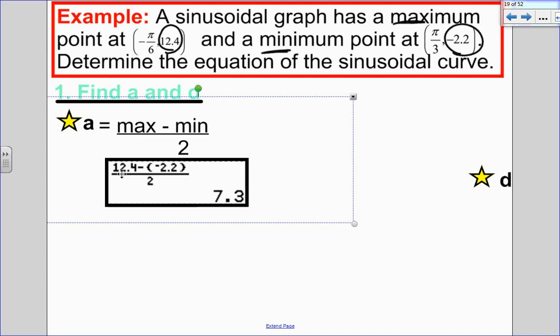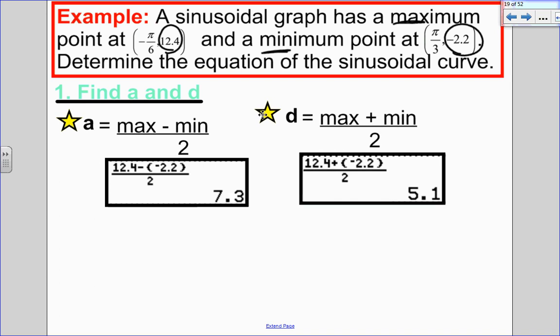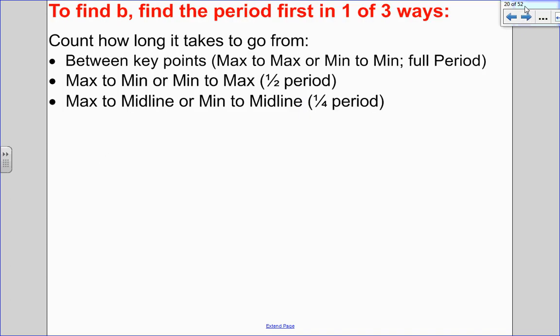So A is max minus min divided by 2, which I see is 7.3. And D is the average, which is max plus min divided by 2, which I see is 5.1. So I always start with A and D first. Now I'm going to move on to B. Now remember, B is not the period, but I use it to find the period.